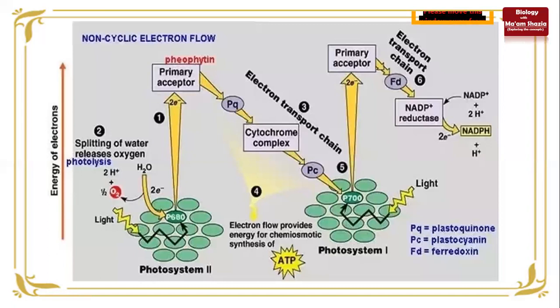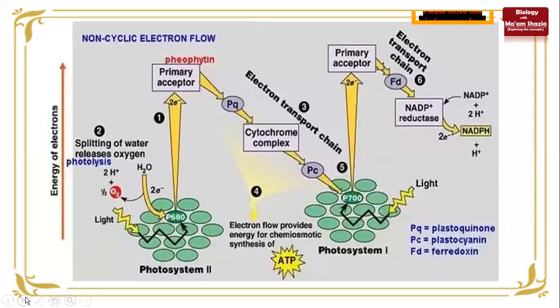two electrons of the PS1, P700. After taking two electrons, because two photons have struck the chlorophyll, two electrons are taken by the primary electron acceptor from the chlorophyll A of the reaction center of PS1. It means the primary electron acceptor is responsible for oxidizing the chlorophyll molecule, and it itself gets reduced. So a vacancy is created in this molecule.